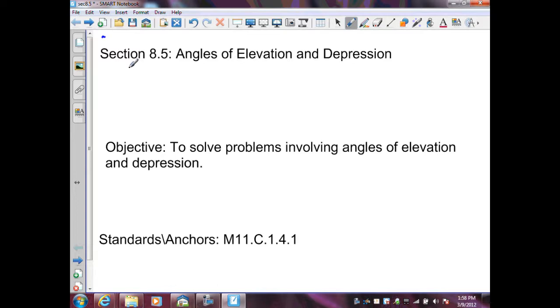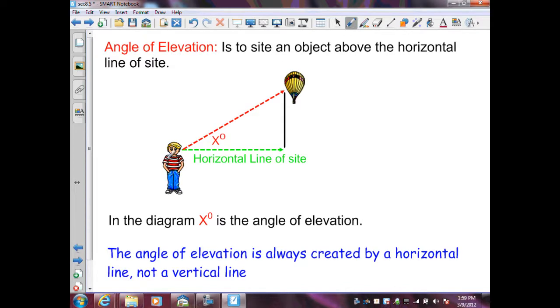Section 8.5, to solve problems involving angles of elevation and depression. We've all been in a situation where we've been standing and looking straight ahead, and then we have noticed something up in the sky. Here we have a hot air balloon. So my line of sight, which is the horizontal line of sight, is straight out ahead of us. But as I view something in the sky, I would then look up and create a line of sight toward that object, here a hot air balloon.